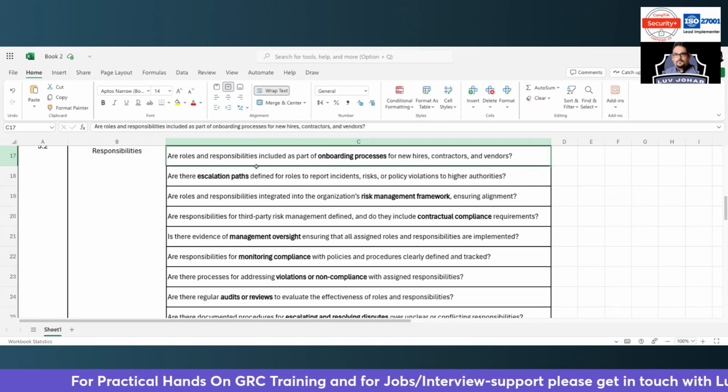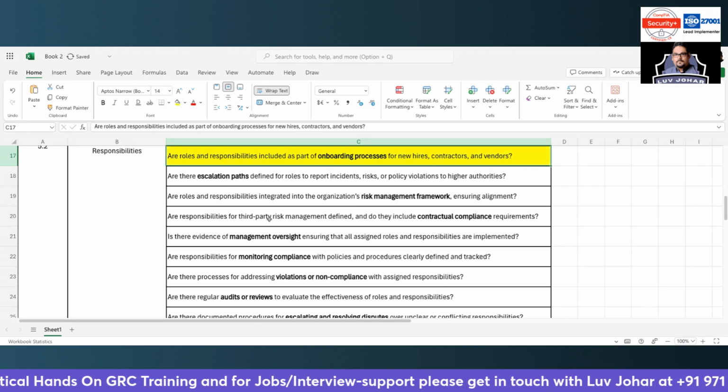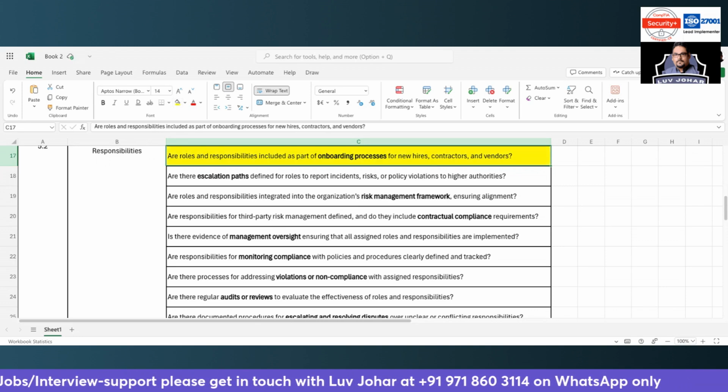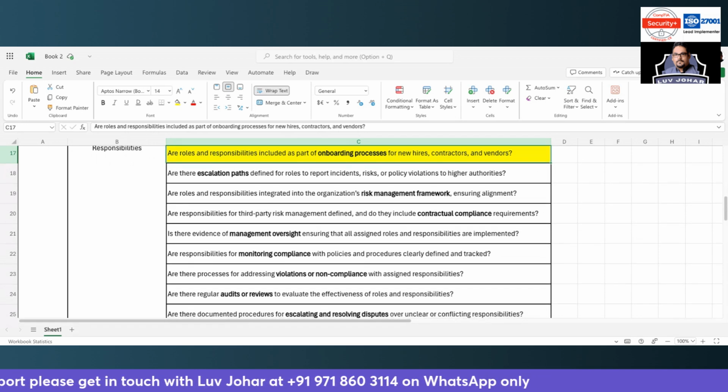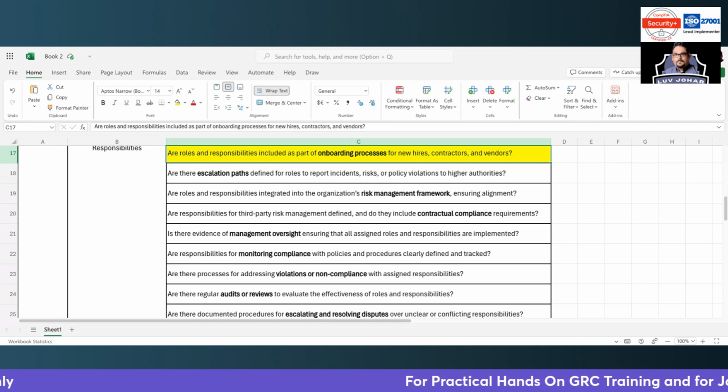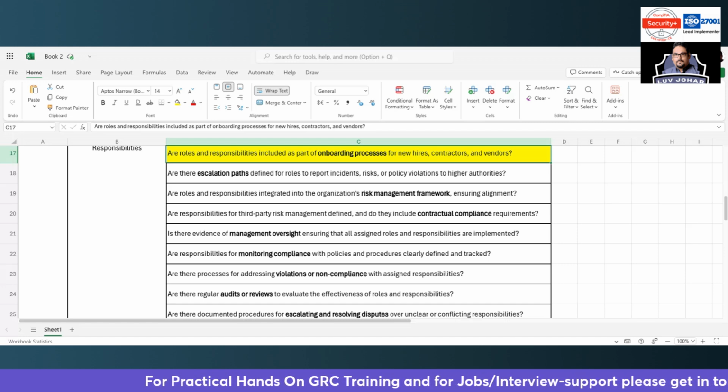Then you need to check if roles and responsibilities are included as part of the onboarding process for new hires, contractors, and vendors. So roles and responsibilities should actually be there. Whenever you have any new hire, any contractors, any vendors, you need to have roles and responsibilities clearly defined, so that there is no confusion later on about who is doing what.